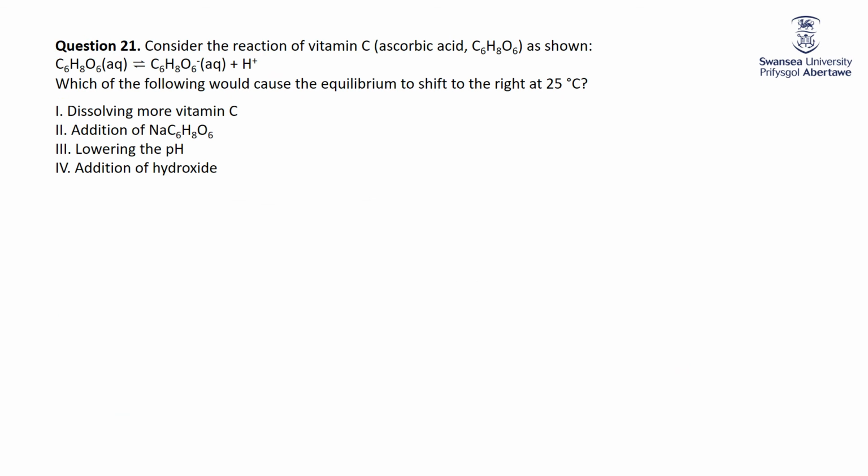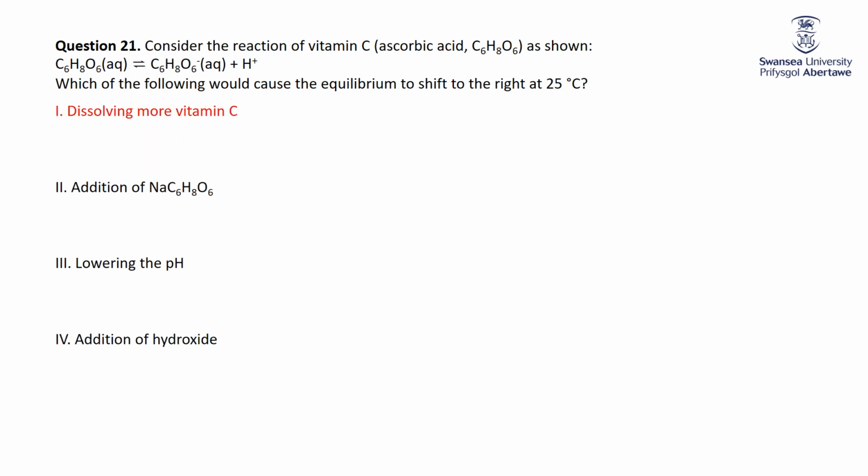So the reaction of vitamin C is shown, so not actually showing this as Bronsted-Lowry, but never mind. There is the C6H8O6, that's vitamin C, acting as an acid, so that's its conjugate base, and H+. Which would cause the equilibrium to shift to the right? So in other words, we want it going over this way. Well, if I dissolve more vitamin C, that's adding a reactant. For any reaction, when you add a reactant, it drives the equilibrium to the right. So that looks pretty good for the right.